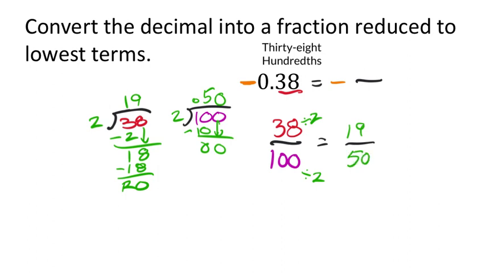Okay, so now we can look and say, well, they're not both even. 50 is divisible by 10 and 5, but 19 is not divisible by any of those. In fact, 19 is by itself prime. So 50 is not a multiple of 19, so that's as reduced as we're going to make that, which means our final fraction ends up being negative 19 over 50.